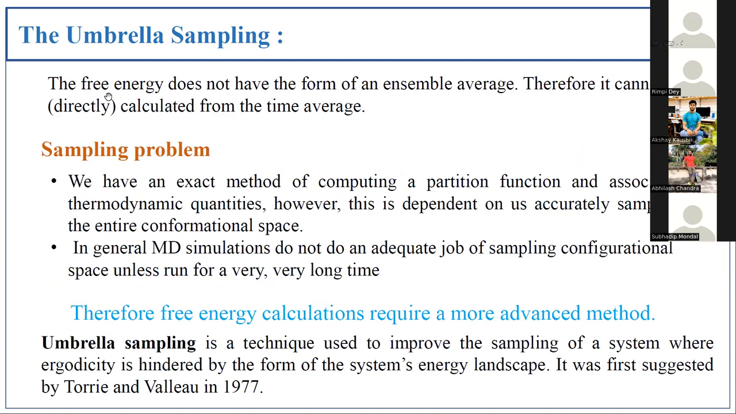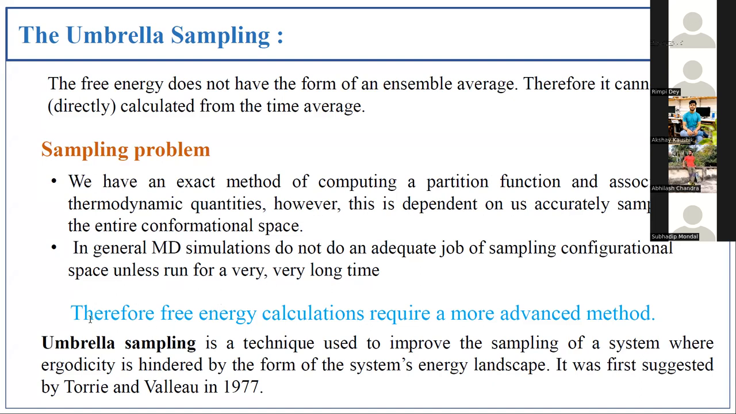Now, one problem of free energy calculation is that it does not have the form of an ensemble average, so it cannot be calculated directly from a time average. The problem is with the sampling of phase space. We have an exact method of computing a partition function and associated thermodynamic quantities. However, this depends on accurately sampling the entire configuration space, which is impossible. In general, MD simulations do not do an adequate job of sampling configurational space unless run for very, very long times. Therefore, free energy calculation requires a more advanced method, and one such method is the umbrella sampling method.